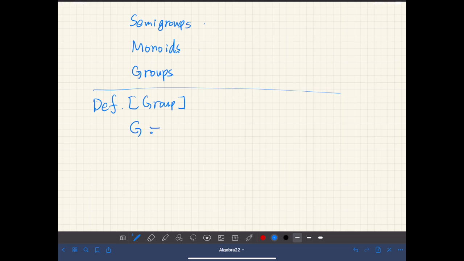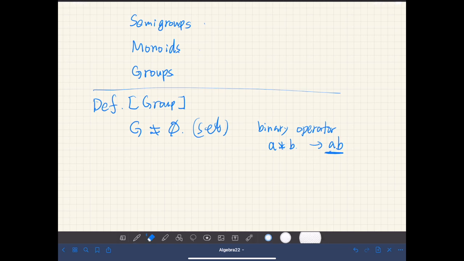Let G be a non-empty set. So this is a set. And let's say we have a binary operation, operator, which we just write like, instead of writing A star B, we just abbreviate this to write AB. So this is just A multiplied by B.